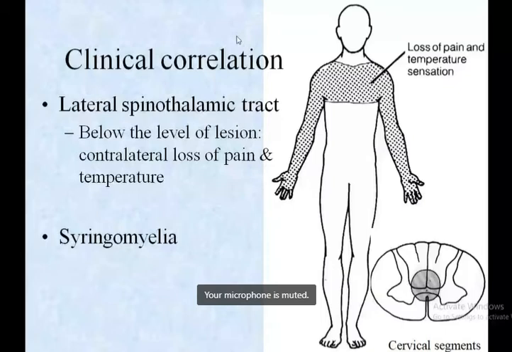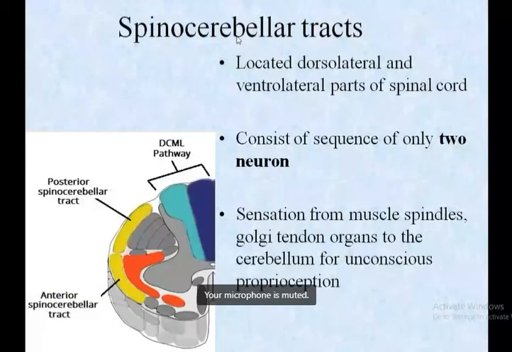Now, the spinocerebellar tract is located in the dorsolateral and ventrolateral part of the spinal cord. So it is present within the lateral white column, let's say, for convenience, or it will be easier for us to remember. The spinocerebellar tract is present in the lateral white column, and it consists of a sequence of only two neurons.